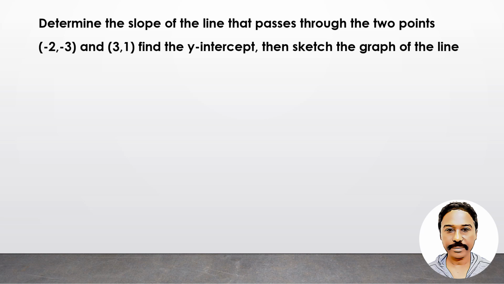The first question: determine the slope of the line that passes through the 2 points, -2 and -3, and the other point, which is 3 and 1. Find the y-intercept and then sketch the graph of the line.